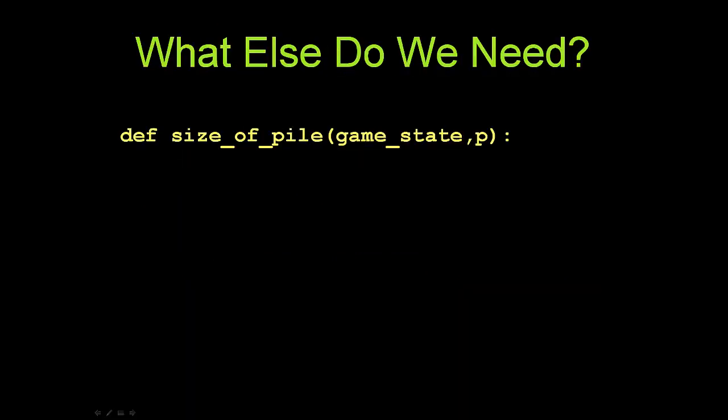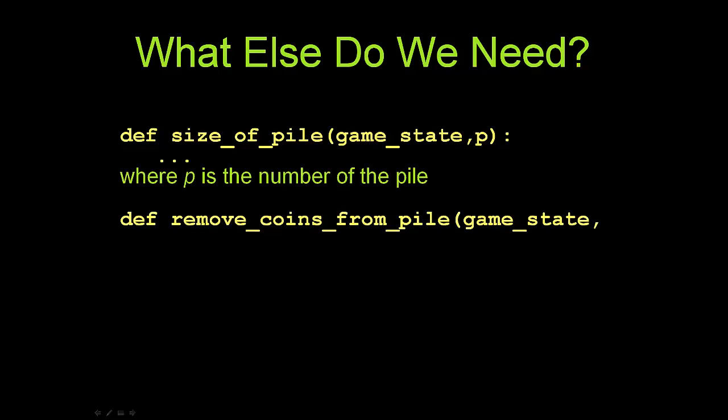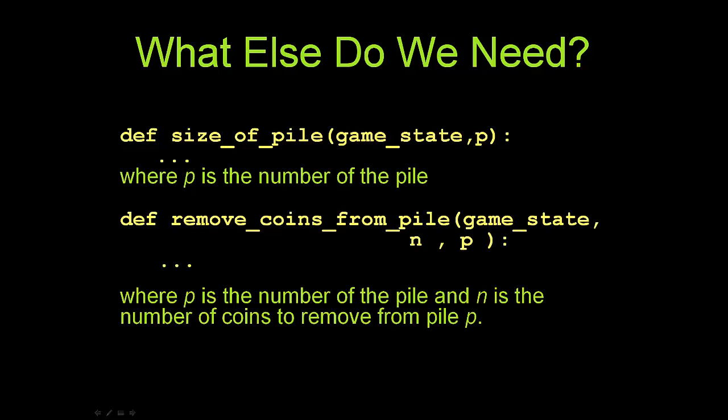What else do we need? We need to know the size of the pile of coins. So suppose you have 2 things, the game state and p, the pile number. Then size-of-pile gives us the number of coins. We can also remove coins. Given n and p, we can remove n coins from pile p in the game state, and this returns a new game state. And what else?